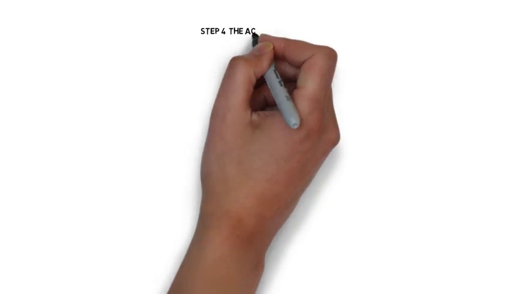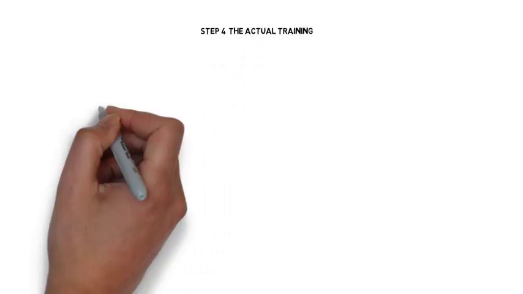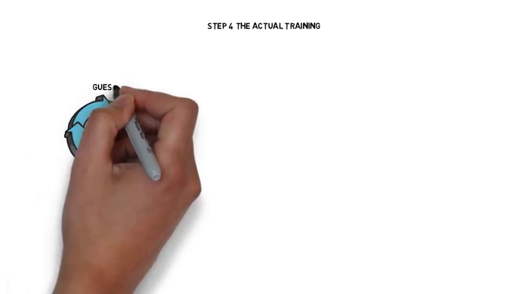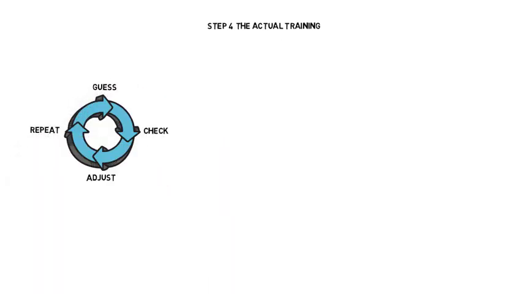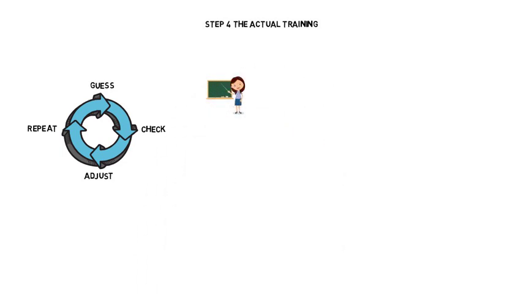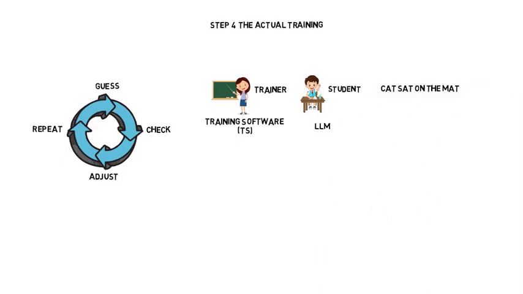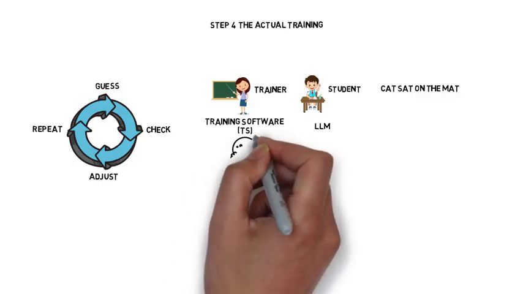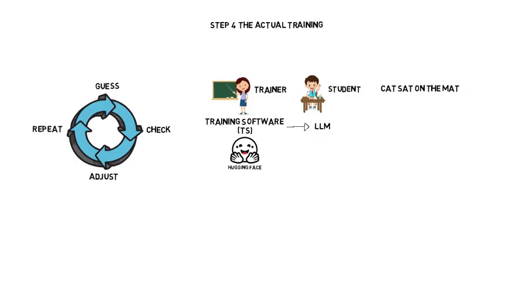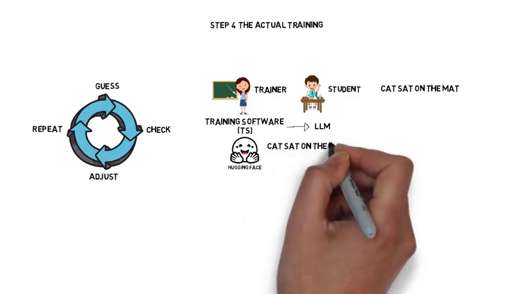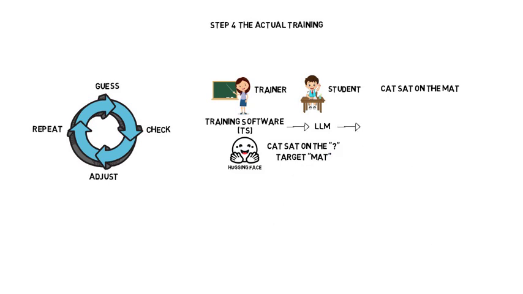Step 4. The actual training. The training, put simply, is a cycle of guess, check, adjust, and repeat. We have 2 key participants in the training process, the trainer and the student. With reference to what we are discussing, the trainer is the training software, and the student is the LLM. Now, let's break the training process down into smaller steps. Let's look at the example from earlier. The cat sat on the mat. First, the training software like Hugging Face gives the LLM a sentence with one word hidden. The cat sat on the, target, mat.